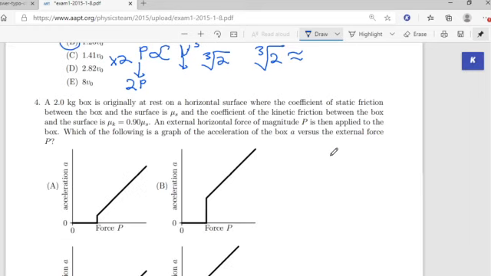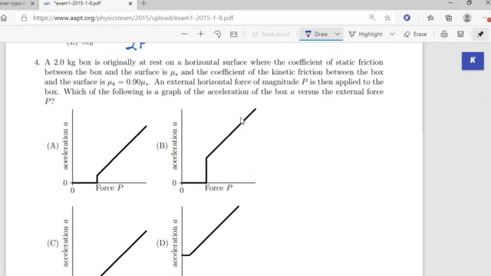Alright. Oh man, I'm not very good at these ones, but I'll try. A 2 kilogram box is originally at rest on a horizontal surface where the coefficient of static friction between the box and surface is mu sub s, and the coefficient of kinetic friction between the box and surface is mu sub k, which is equal to 0.9 mu sub s. An external horizontal force of magnitude p is then applied to the box. The following is the graph of the acceleration of the box a versus the external force F.